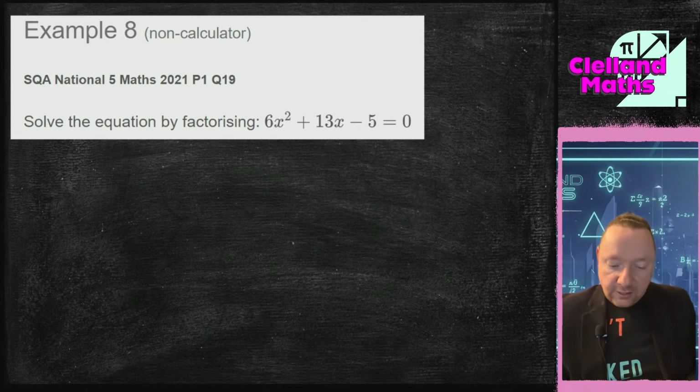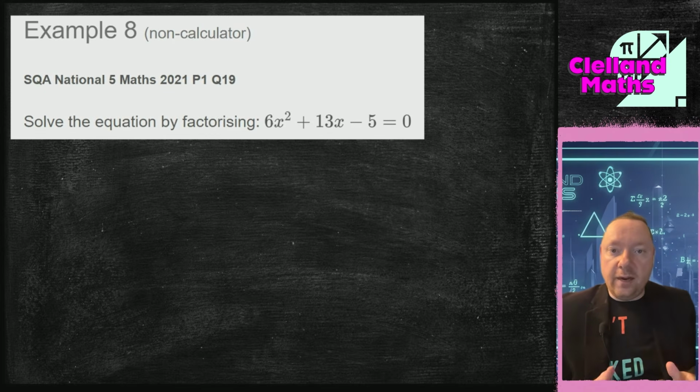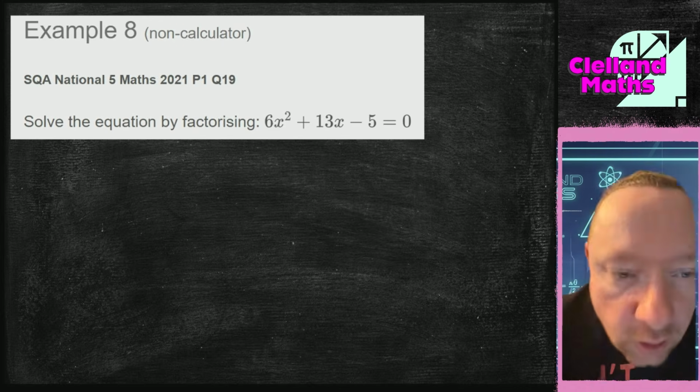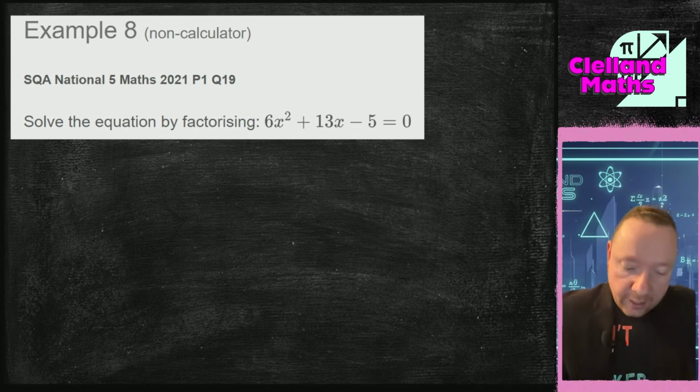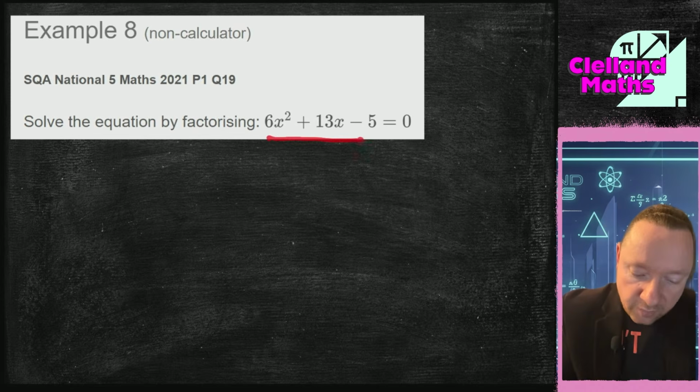Solve by factorising 6x squared plus 13x minus 5 equals 0. So if you're not sure how to factorise, look at my previous video on factorising, but I'll do it for this question anyway. So this is a non-monic trinomial, which means there's no common factor, and I've got a number here instead of just x squared.